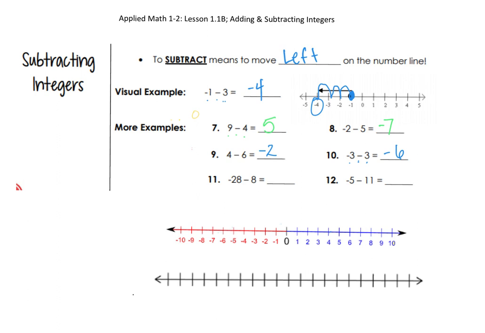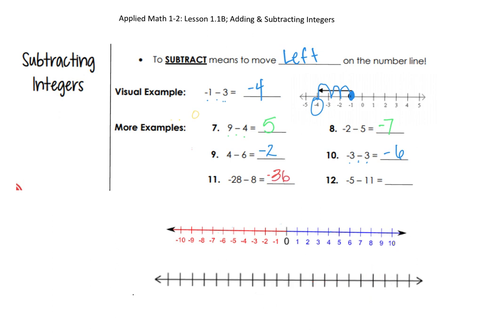On number 11, we're starting with negative 28, and we are subtracting another 8. So let's start here on this number line down here, negative 28, and we need to move 8 spaces to the left. 1, 2, 3, 4, 5, 6, 7, 8, landing us at negative 36.